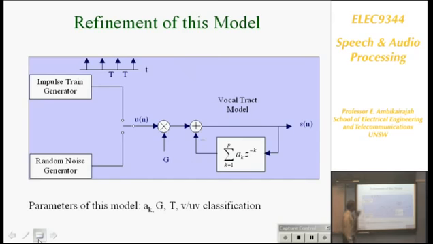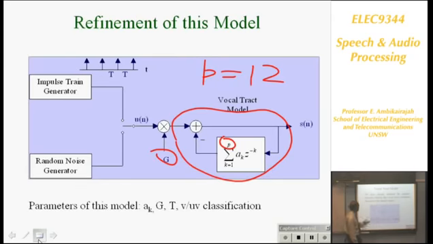So I have refined the model, removing everything, and I have now only these two coming in, U and G, and that's my vocal tract model. And this is P equal to 12 now. That will cover virtually everything for me.